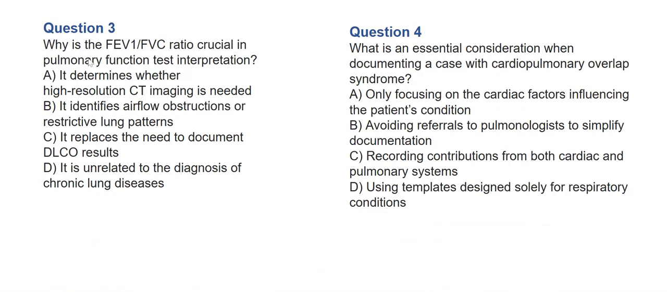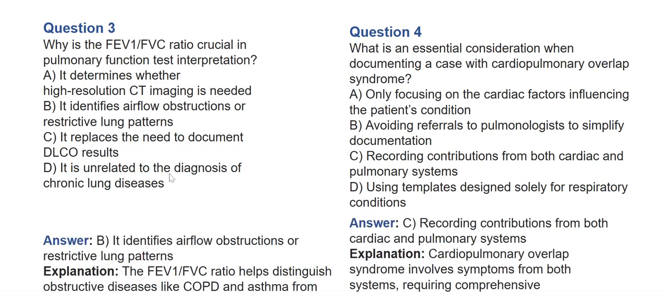Question 3. Why is the FEV1 over FVC ratio crucial in pulmonary function test interpretation? A, it determines whether high-resolution CT imaging is needed. B, it identifies airflow obstructions or restrictive lung disease patterns. C, it replaces the need to document DLCO results, or D, it is unrelated to the diagnosis of chronic lung diseases. So definitely the answer is B, as it differentiates. The FEV1 over FVC ratio helps distinguish obstructive diseases like COPD and asthma from restrictive conditions, ensuring appropriate treatment strategies are documented and followed.